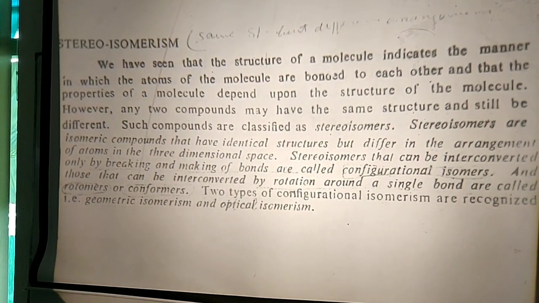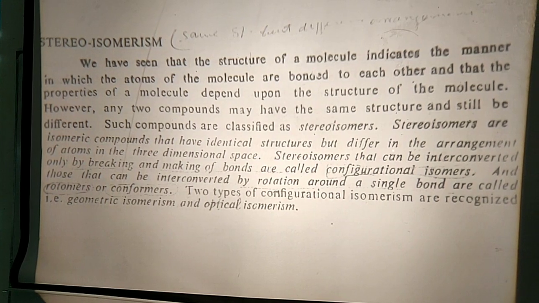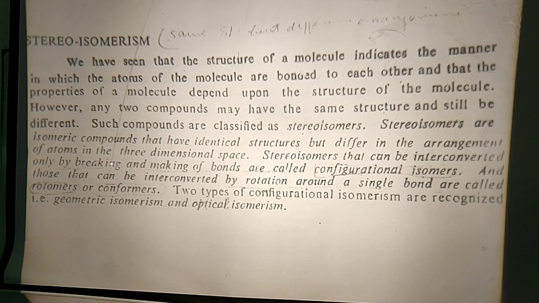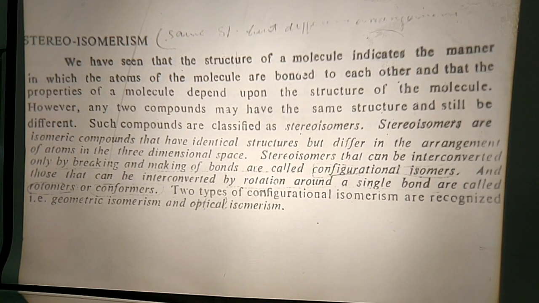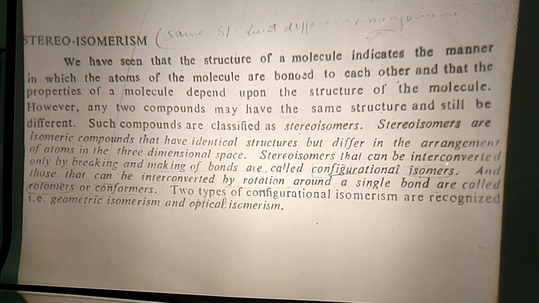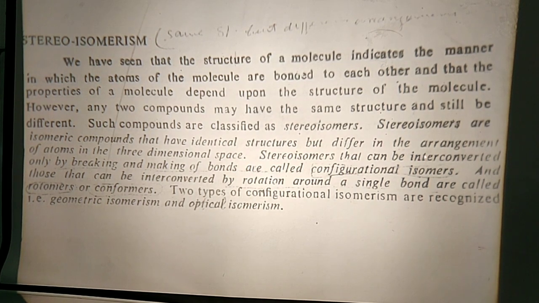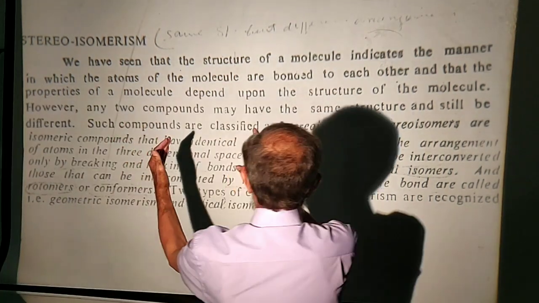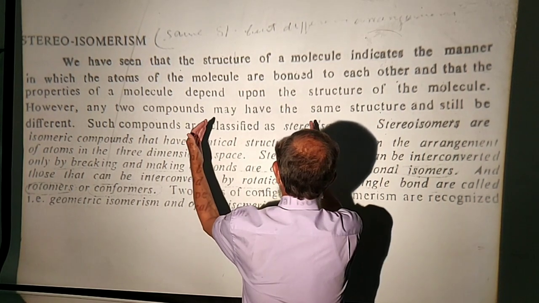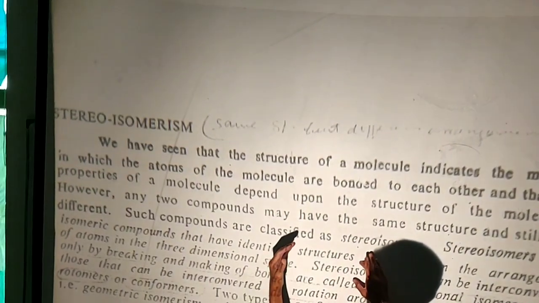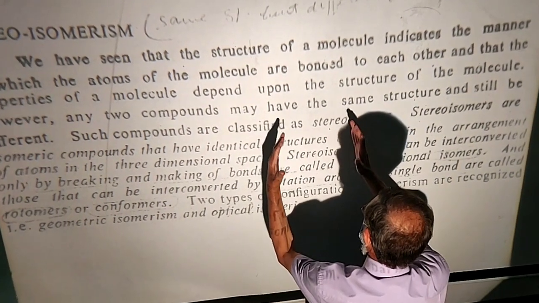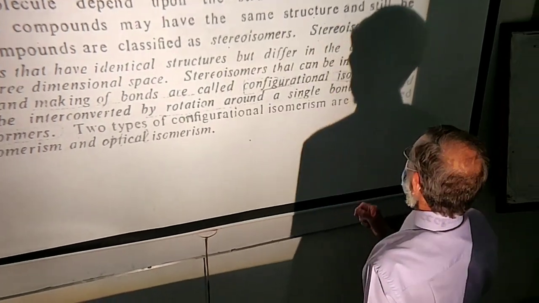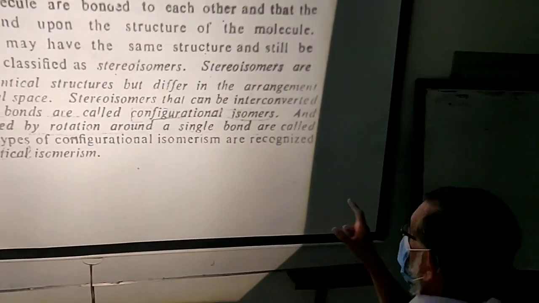Now, the stereoisomers that can be interconverted only by breaking and making of bonds are called configurational isomers. Configurational isomerism. Now, if this is one carbon and this is another carbon, with a single bond between them, and if this isomer could be changed in this way by breaking the bond, then it is called configurational stereoisomers.